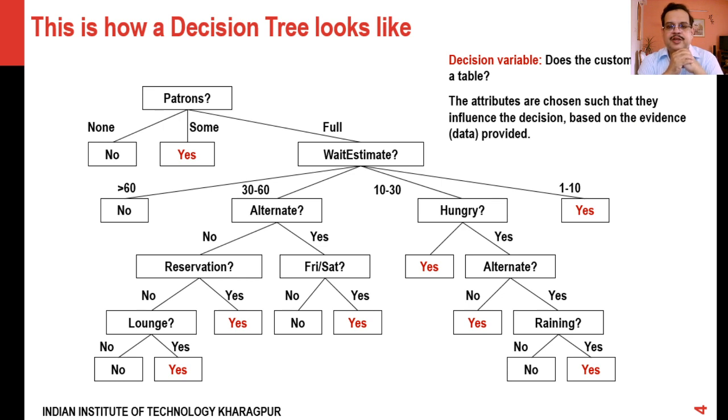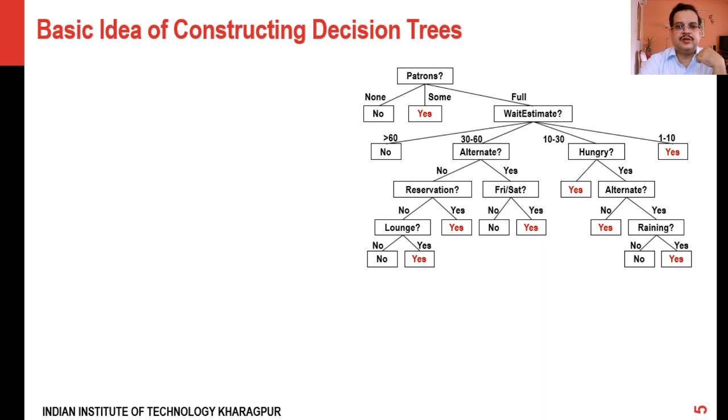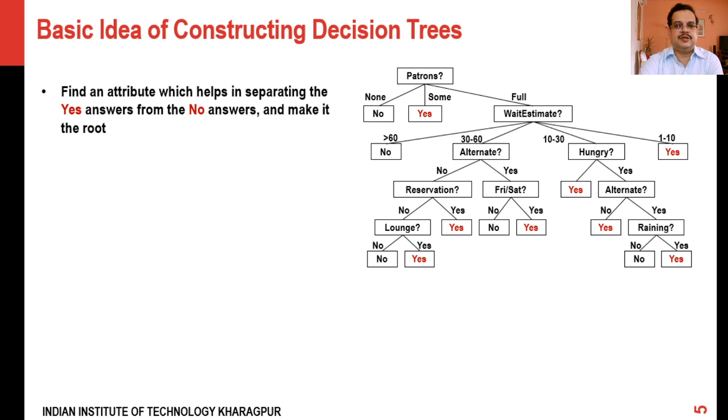So the decision variable here is, does the customer wait for a table, and the attributes are chosen such that they influence the decision based on the evidence or the data provided. So let's look at the basic idea of constructing a decision tree. We need to choose attributes that will form the nodes of the decision tree.